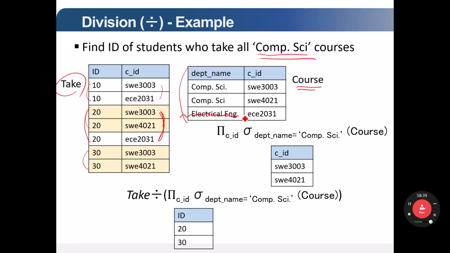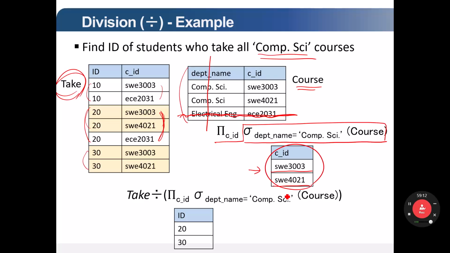So let's first eliminate the electrical engineering course by running the select operator. By running the select operator, we eliminated this last tuple. And by running the projection operator, we eliminated the department name. So now we got SW 3003 and SW 4021. Now we will divide this takes table by this output table, as shown below.